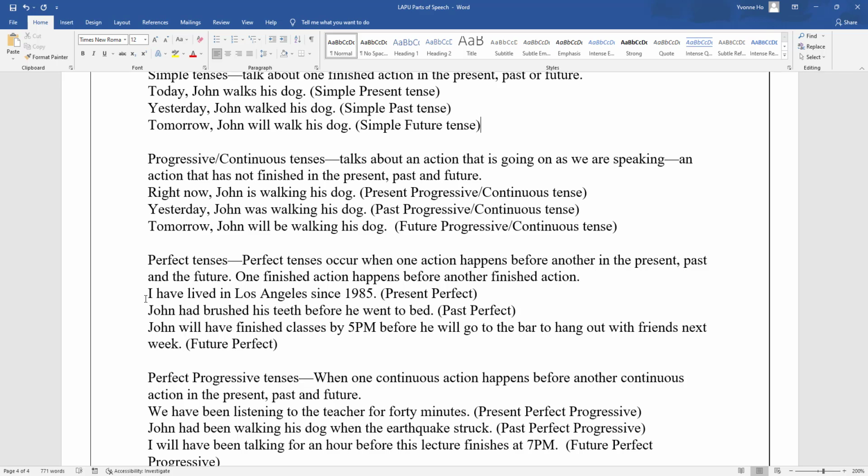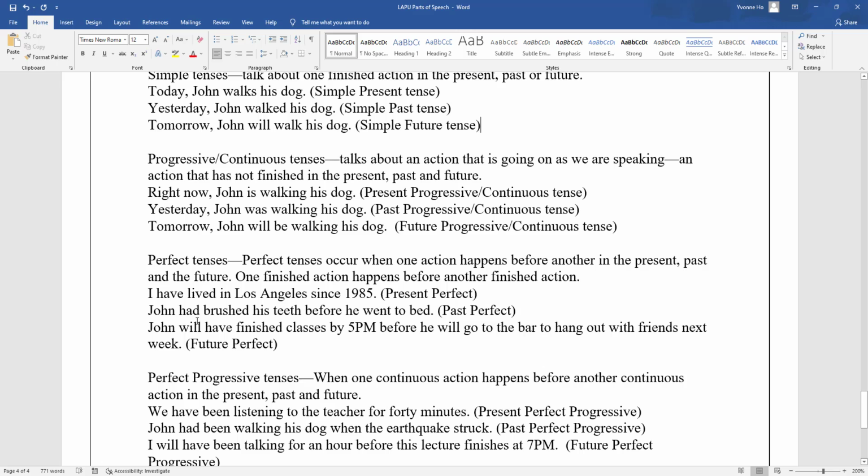Okay? So, for instance, in French, you would say, j'ai habité à Los Angeles depuis 1985. In other words, I have lived in Los Angeles since 1985. And here you have two actions. In 1985, I moved to Los Angeles. And then I'm still living in Los Angeles. So in a present perfect, you have something slightly in the past, but still continuing on into the future. In other words, I'm still living in Los Angeles. So present perfect means that you have two actions, one that's finished and one action that's still happening into the future.